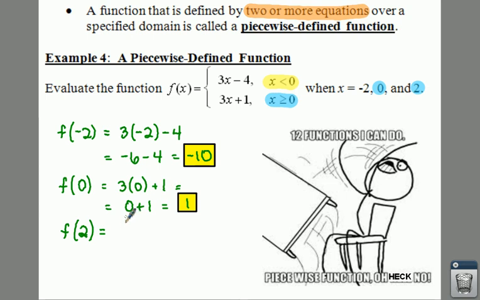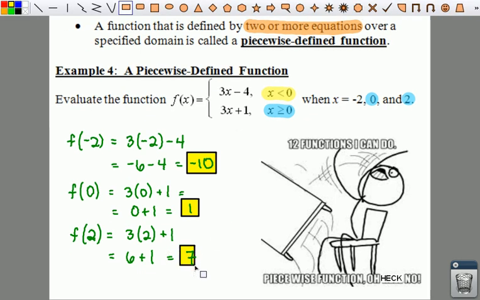Get more brain busters, but I got a brain buster for you here. We're going to plug a 2 in. We're going to see if you can figure out where it goes. Well, top equation, bottom equation. Yeah, it's going to go in the bottom because 2 is greater than or equal to 0. So we're going to say 3 times 2 minus, just kidding, plus 1. So 6 plus 1 is 7. Hopefully you didn't need your calculator for that. And there is your answer. You're welcome for the toughies.